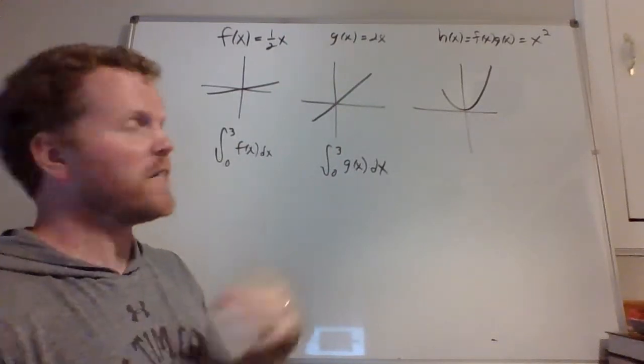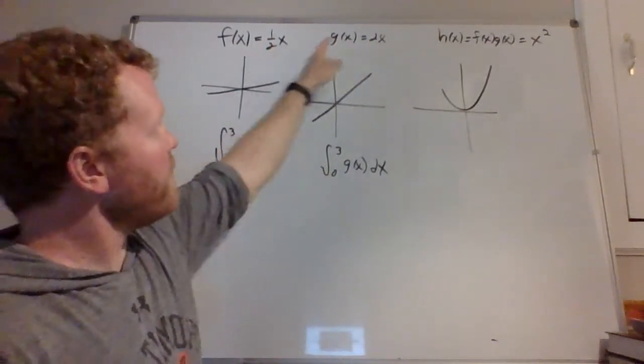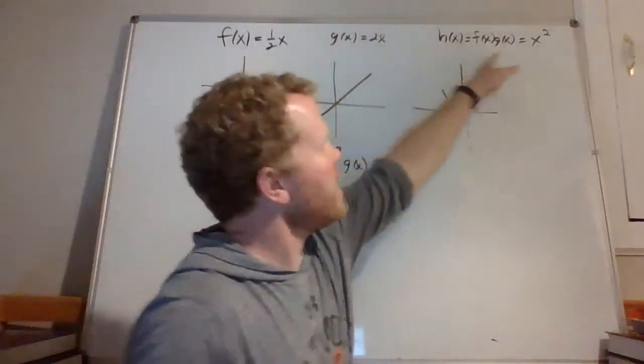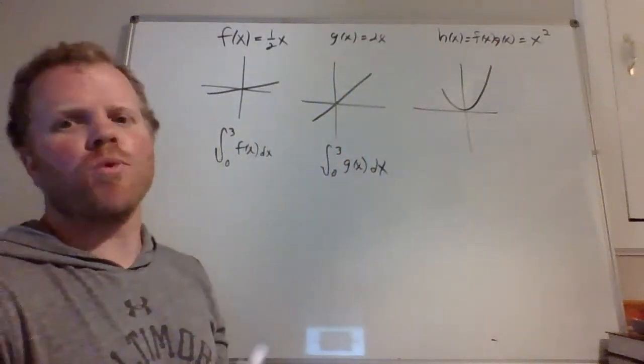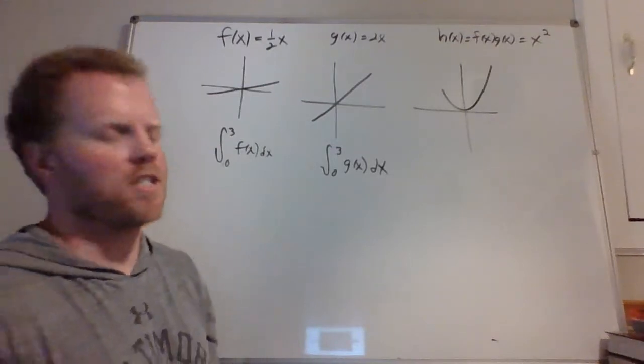But what the third function is, is what you get when you multiply half of x and 2x, aka it's just f times g. Half of 2 is just 1, so those kind of cancel out, and x times x gets us x squared.